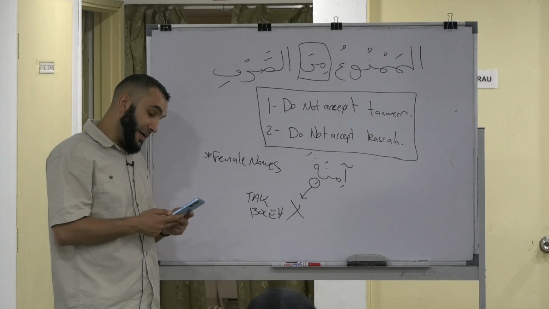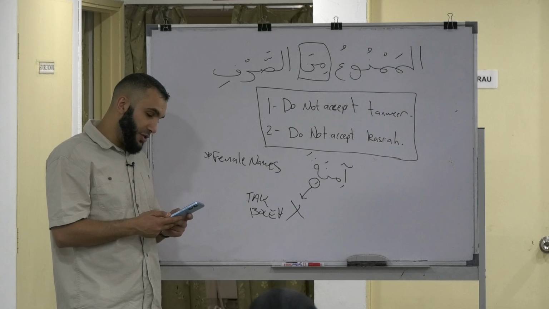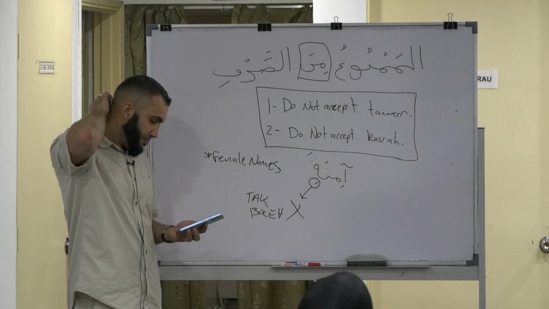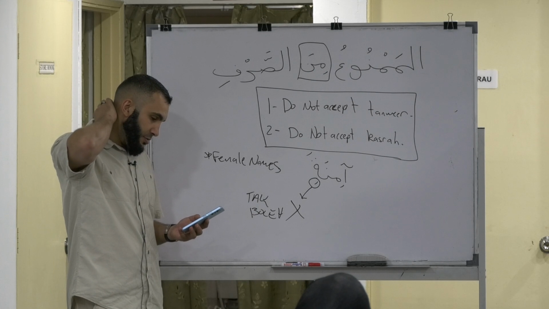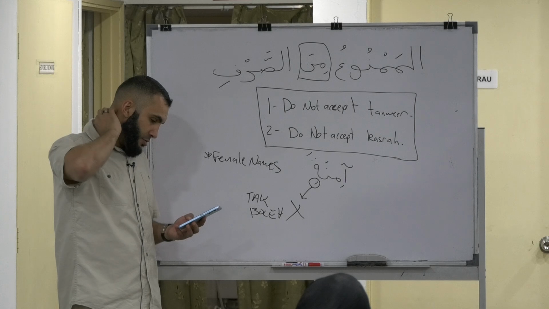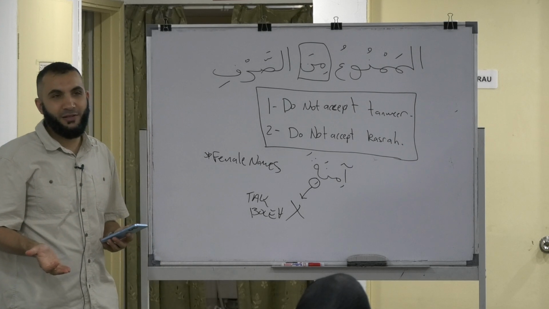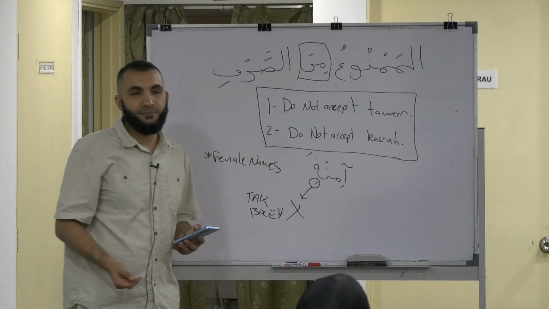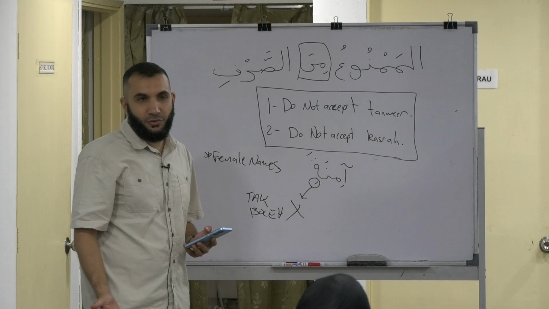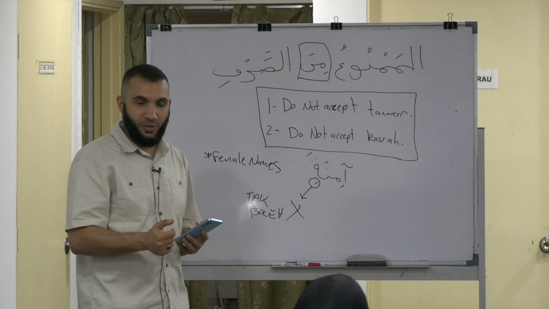Well, some say Ismail was Arab, because he was in Mecca. But Allahu Alam, that could be disputed, because was he born there? He wasn't born in Mecca. He was already a child when Ibrahim took him to Mecca.